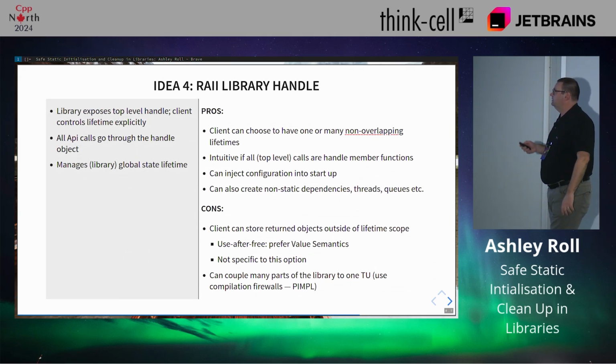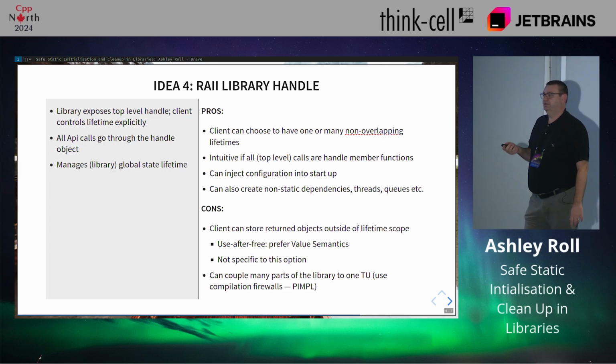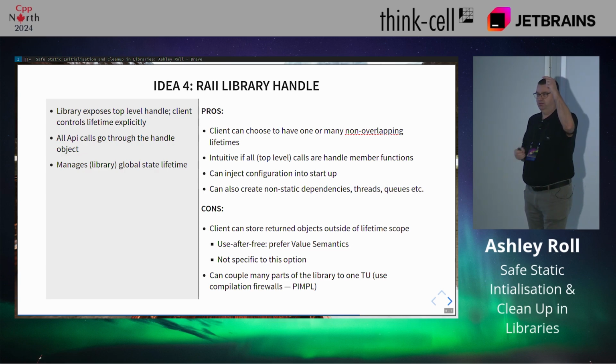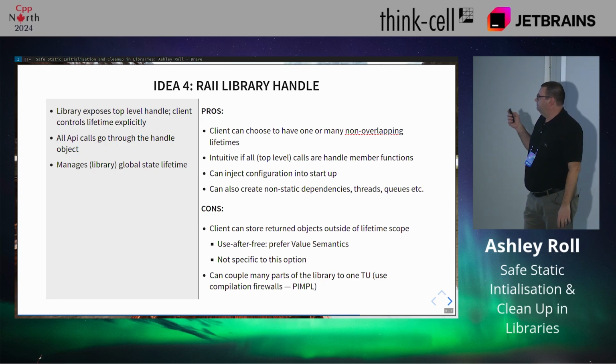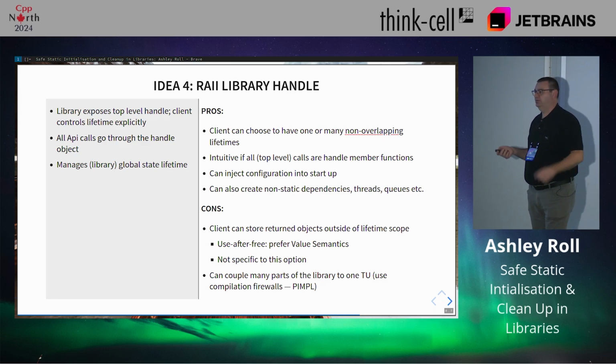Idea 4, which is what I like, is we create a library handle using RAII. And the lifetime of that object manages the lifetime of our static scope within our library. So we force the client to make sure they have non-overlapping instances of it. They could choose to have one for the lifetime of their program, or they could create it, destroy it, create it, destroy it as many times as they want, and it should all still work fine. We do need to watch out for objects being returned. Like if they end the lifetime of that handle, that object may no longer be valid. But that's something for every API anyway.